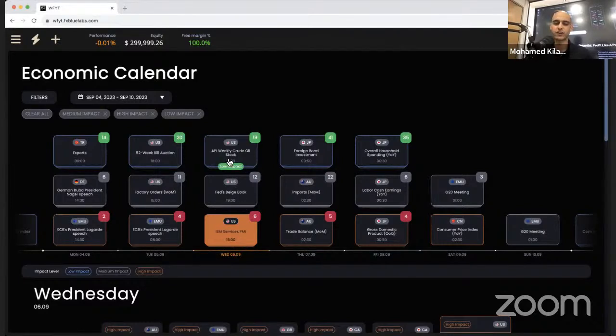Usually the low impact ones are not going to be very necessary to look at because they're not going to move the markets the way you want. But the high impact and the medium impact are the ones you need to focus on.